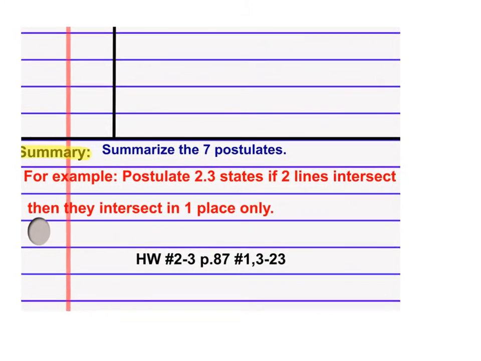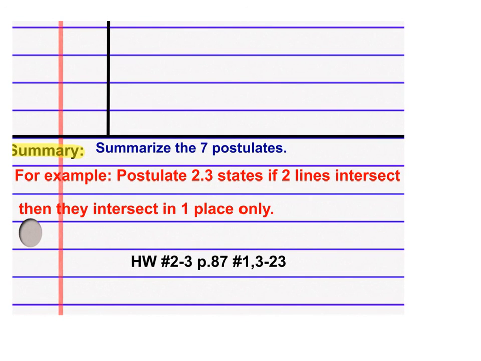All right, so the summary might take you a little while. The examples were pretty short. Summarize the 7 postulates. So I do want a summary. It doesn't need to be a novel. I did 2, 3 for you just as an example. So you kind of have 6 left to do. So postulate 2, 3 states if 2 lines intersect, then they intersect in one place only.